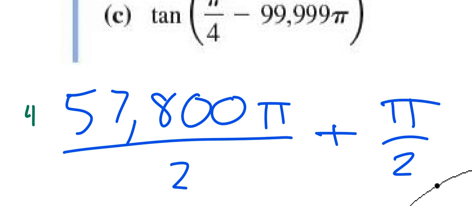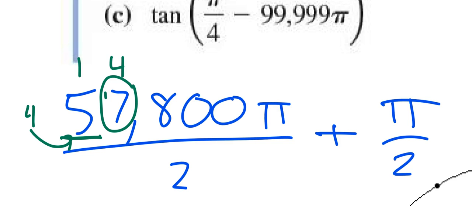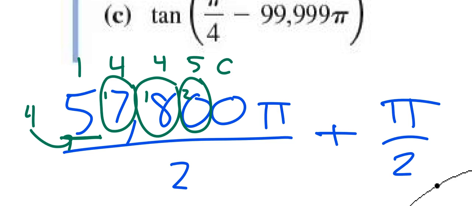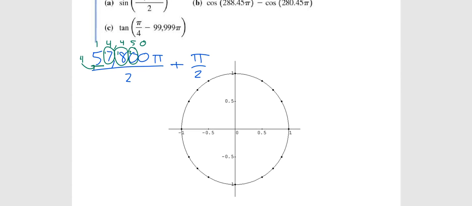If I want to know, does 4 go into 5? How many times? 1. With how much left over? 1. How many times does 4 go into 17? 4 times with how much left over? How many times does 4 go into 18? With how much left over? How many times does 4 go into 20? With nothing left over. So it went in evenly. 4 went in evenly, which means when we went around as many times as we did, we landed right there.